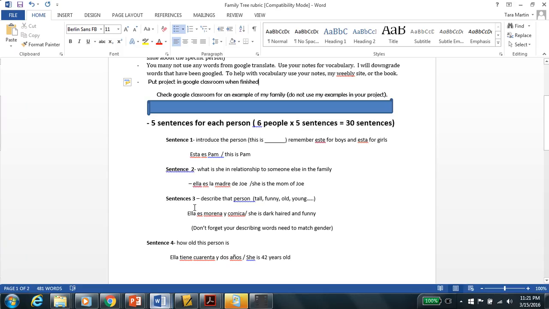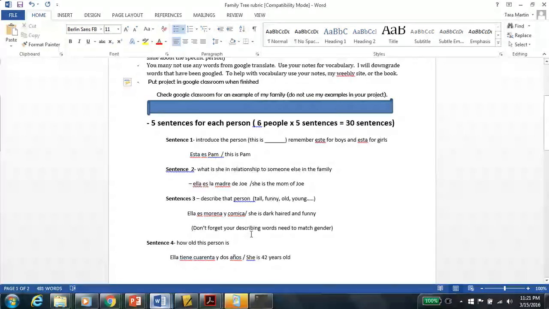Sentence 3, you're going to describe that person. So are they tall? Are they funny? Are they young? Are they old? I gave you a whole list of adjectives earlier this year. Get those out. Use them. My example for this was, "ella es morena y cómica." She is dark-haired and funny.